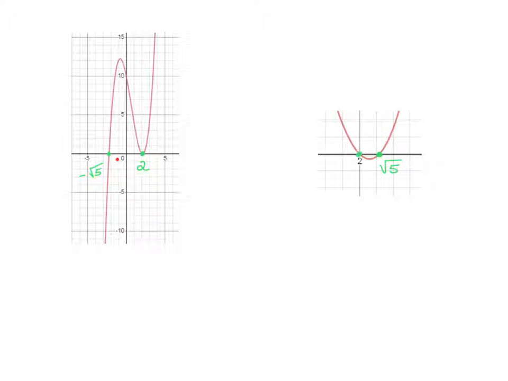So in retrospect, okay, there was 2, there was negative the square root of 5, but just a little bit past 2 was positive the square root of 5. Those were the 3 numbers that were zeros of our graph, which I'll mark down here. The zeros were negative the square root of 5, 2, and then positive the square root of 5.